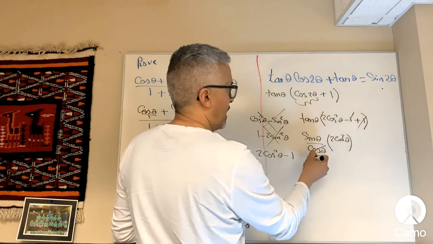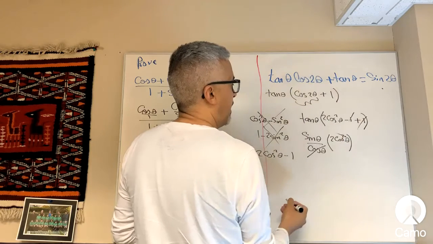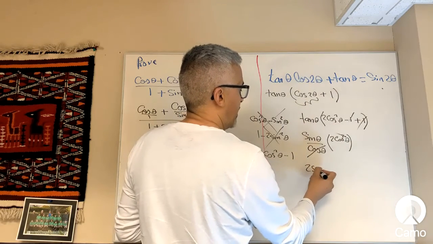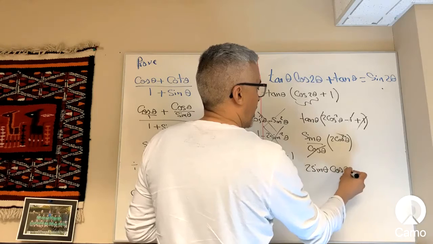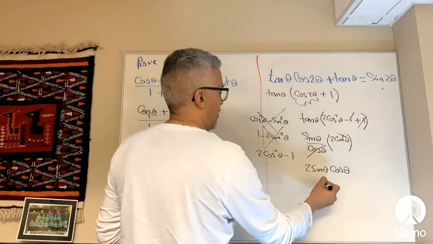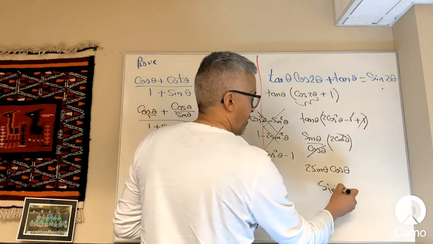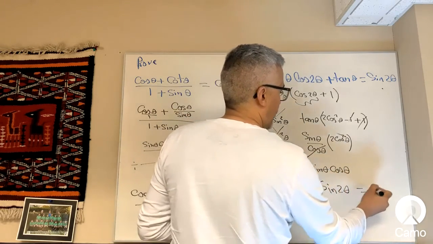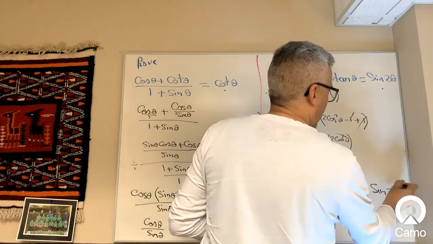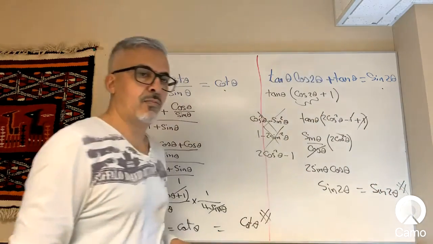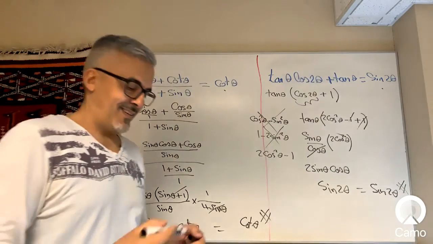And then this cos theta here will cancel with the square in there. And you end up with 2 sine theta cos theta. And guess what that is? That's definitely sine 2 theta, which equals sine 2 theta. And that's what we need to prove. And these are the two proofs. Nice and simple.